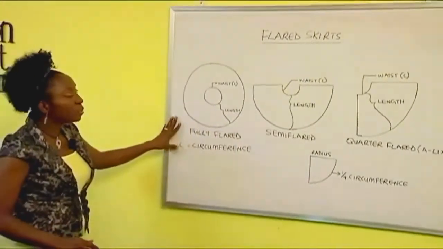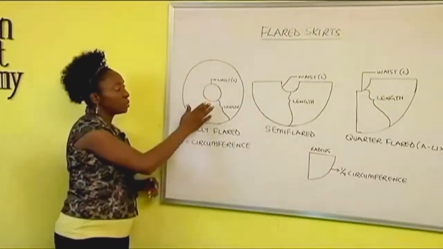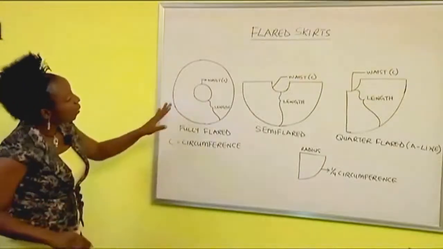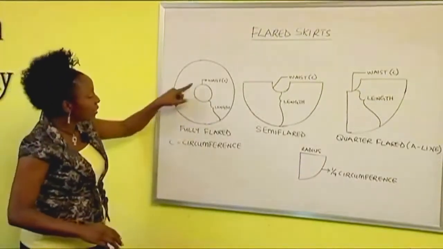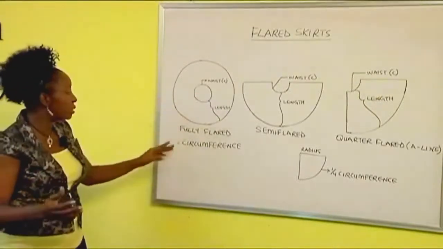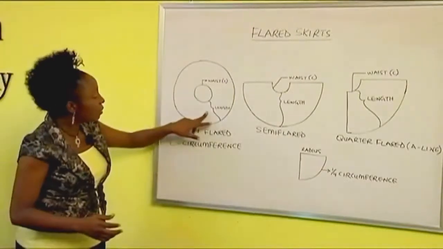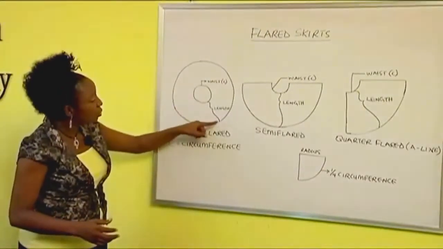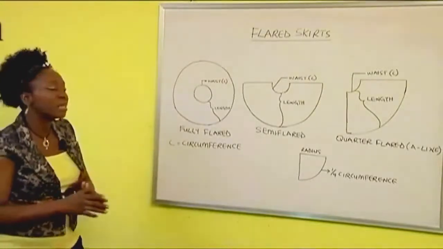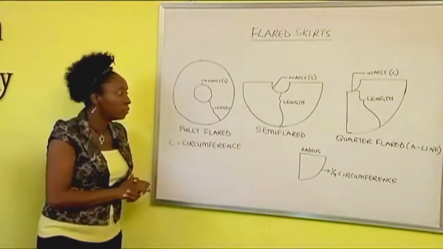Now take a look at the fully flared skirt. As you can see, it's made up of two circles. That means you can see an inner circle and an outer circle. And what I have done is to show you that this inner circle represents the waist, which mathematically is called the circumference. That's what the C is for. Then the length is here, in between the two circles. Now the fully flared skirt is made up totally of a full circle and an internal circle.